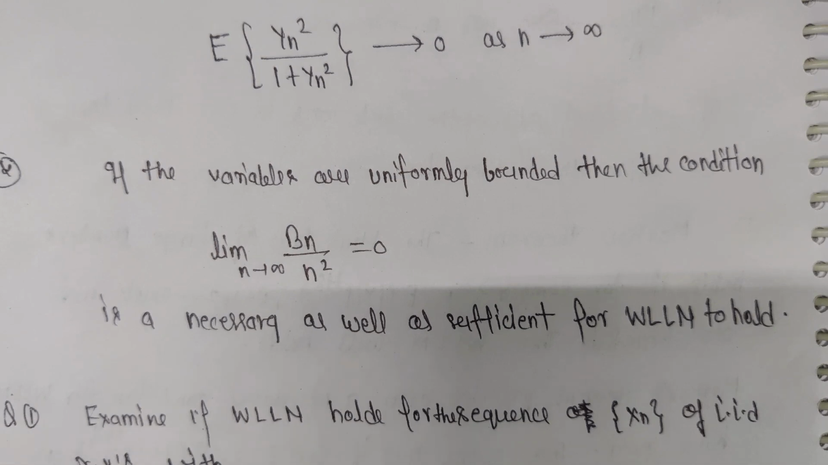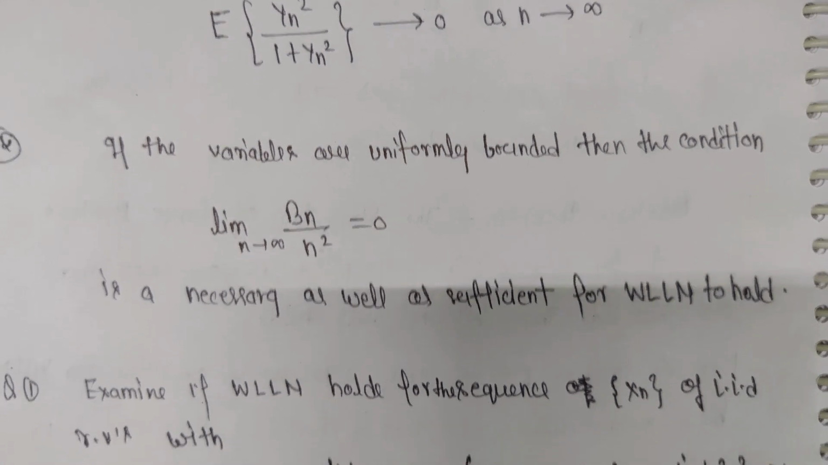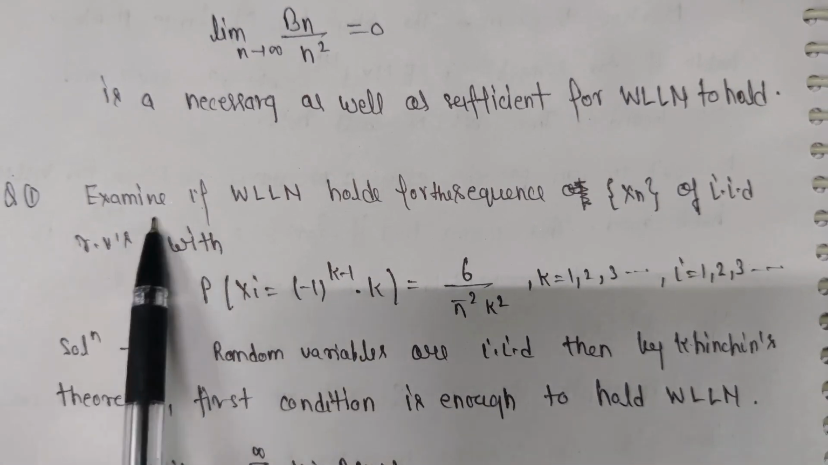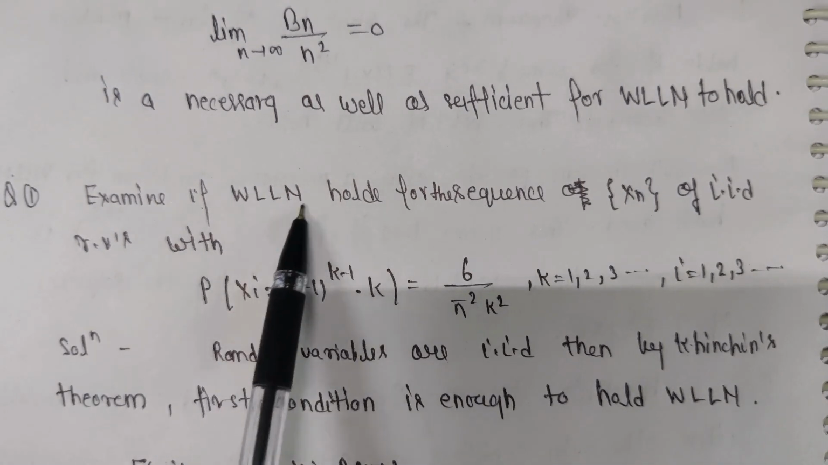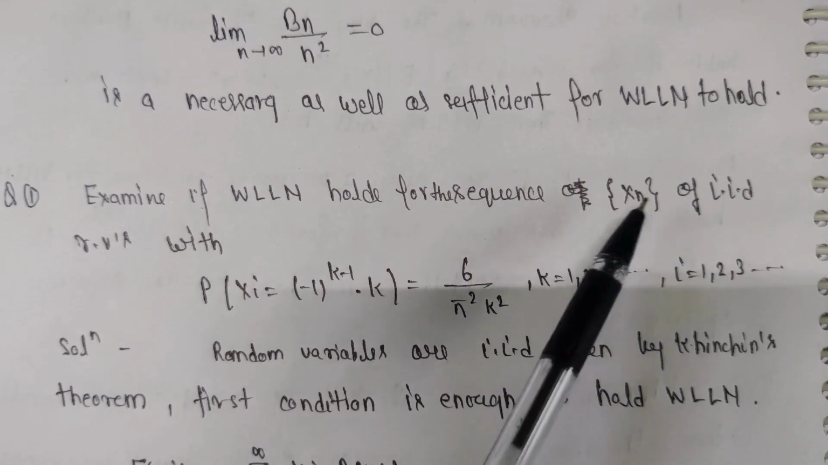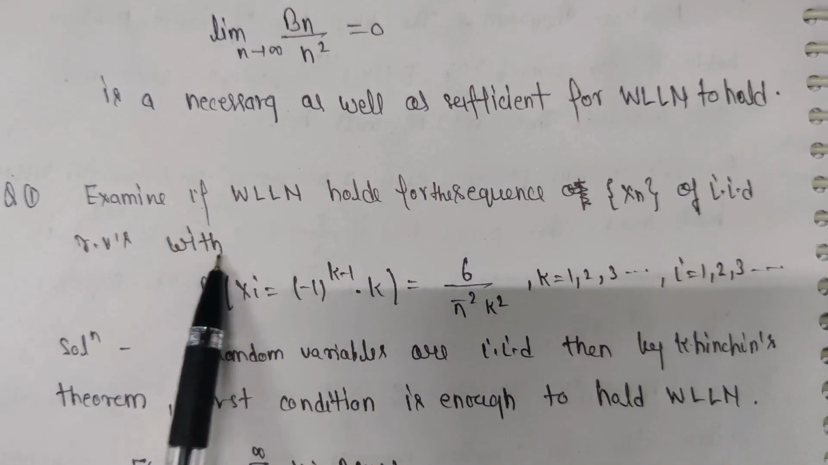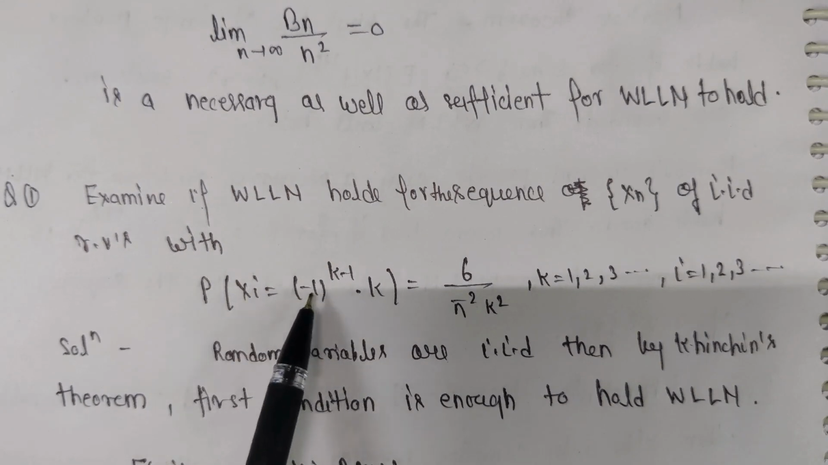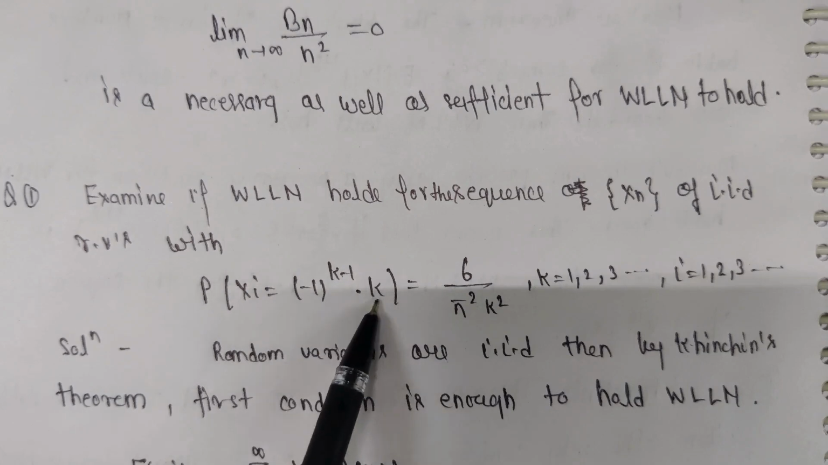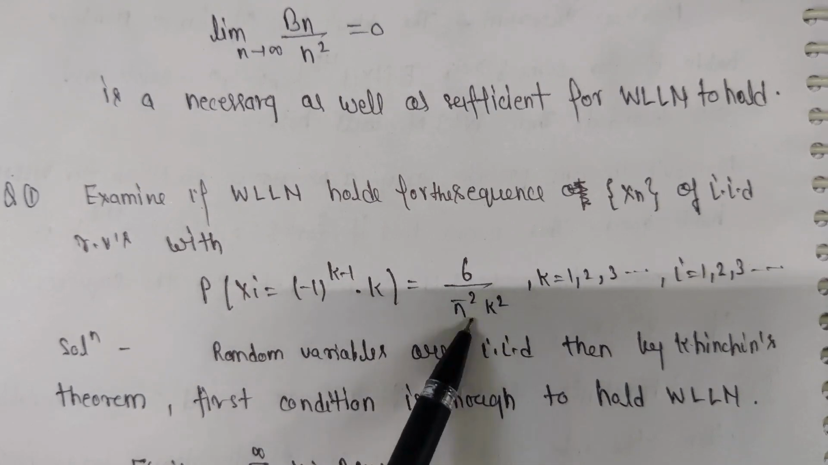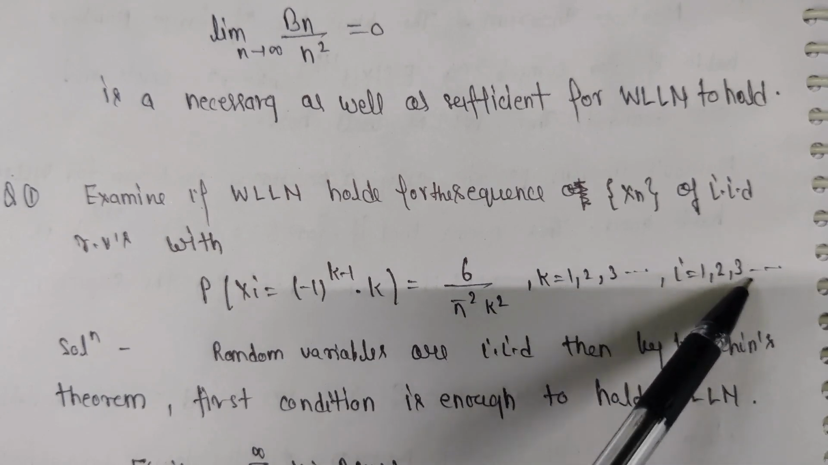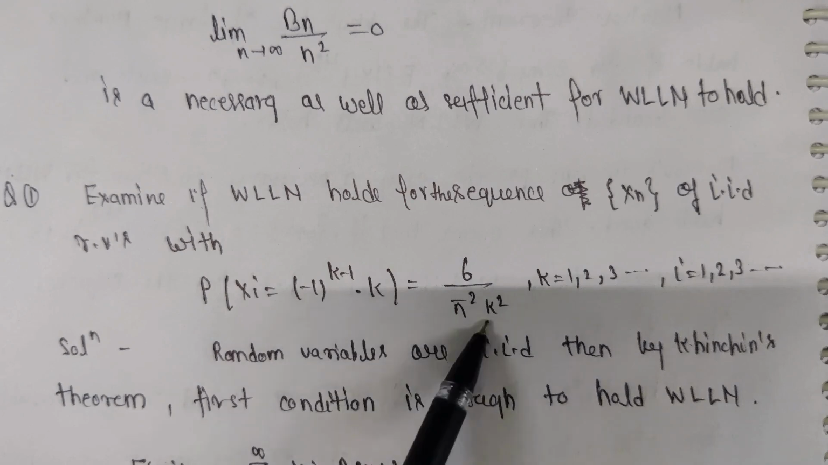Okay. So now you can see here the first problem. In the first problem, the question is: examine if WLLN holds for the sequence Xn of IID random variables with probability of Xi equal to (-1)^(k-1) k is equal to 6 upon pi square into k square, with k going from 1 to infinity and i going from 1 to infinity. Is it clear? This is the question.